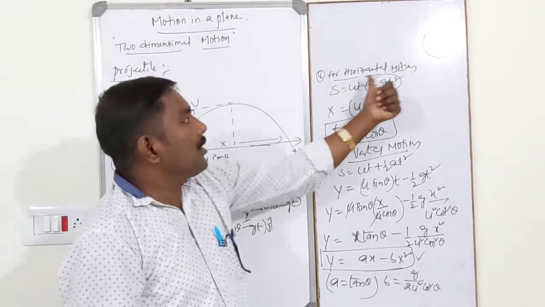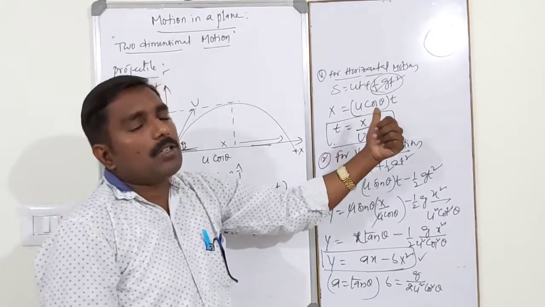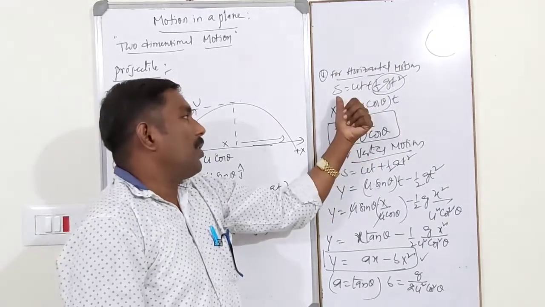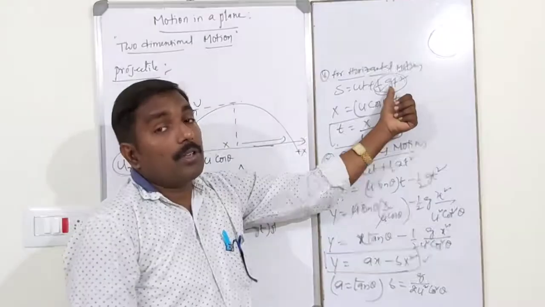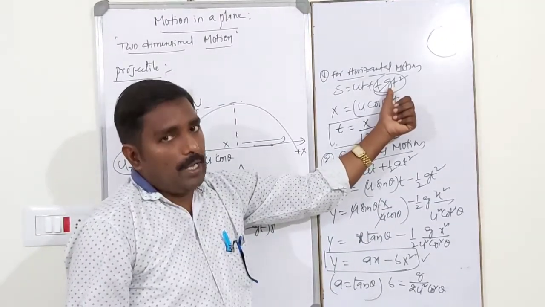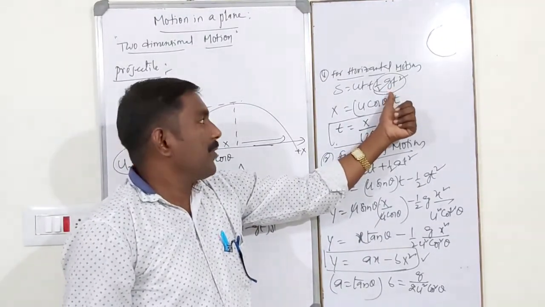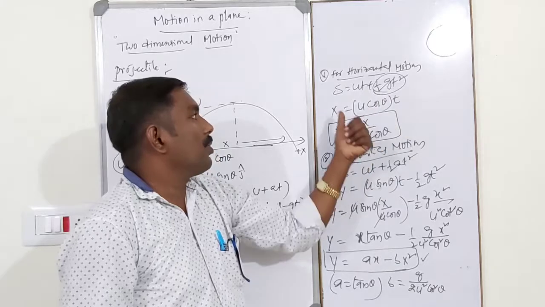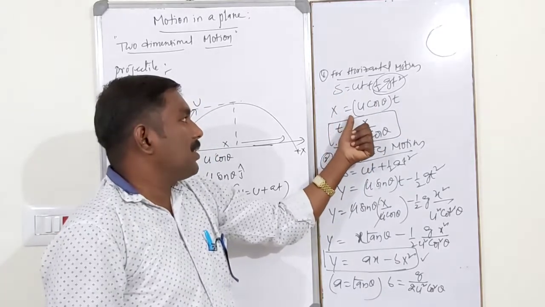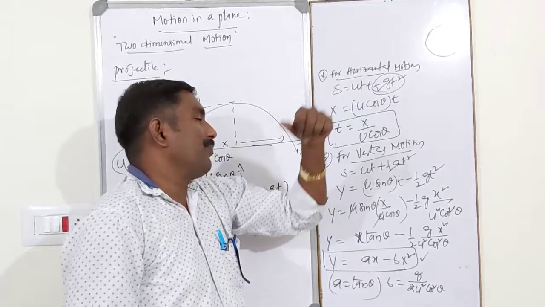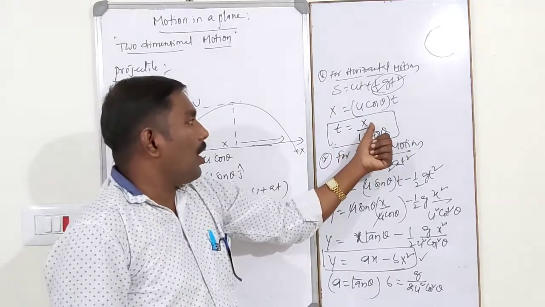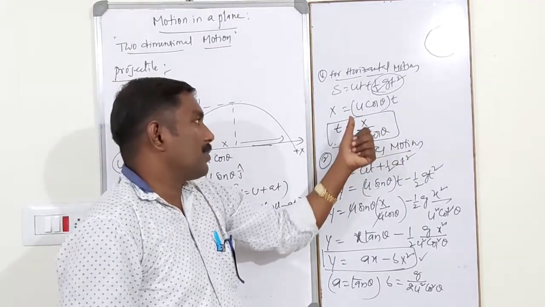Okay, so for horizontal motion, the horizontal velocity is u cos theta. So I will take s is equal to ut plus half gt square. g is equal to 0 because in the horizontal direction there is no gravity. So this is nothing but 0. s is nothing but x is equal to u, which is u cos theta, into t. Now t is equal to what? x by u cos theta on cross multiplication.